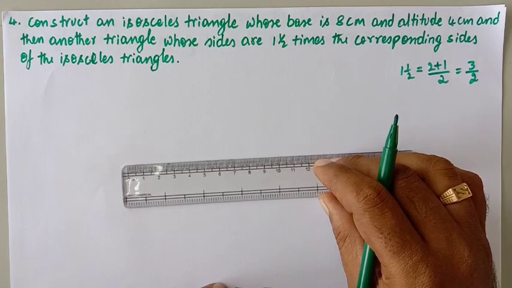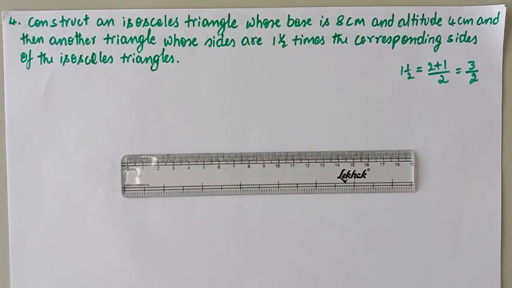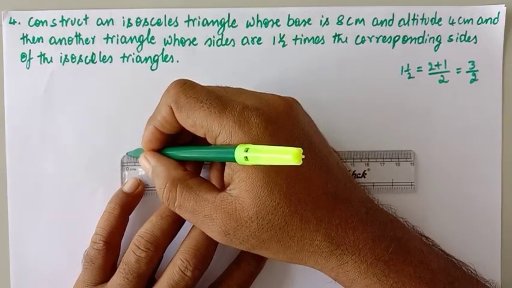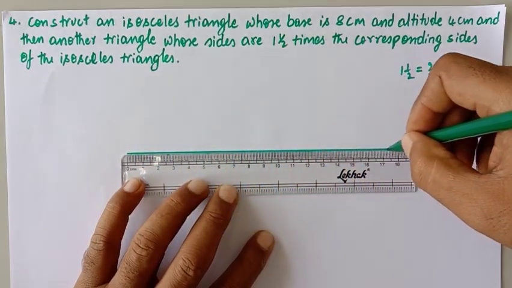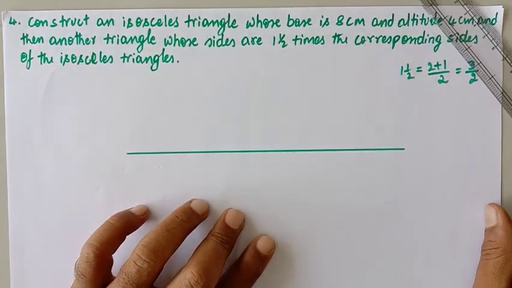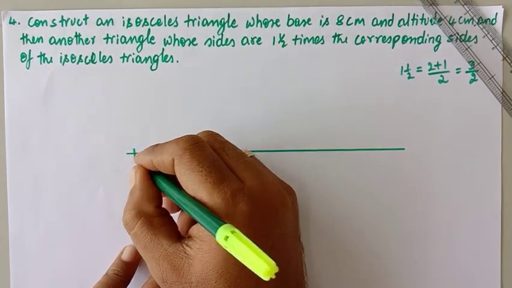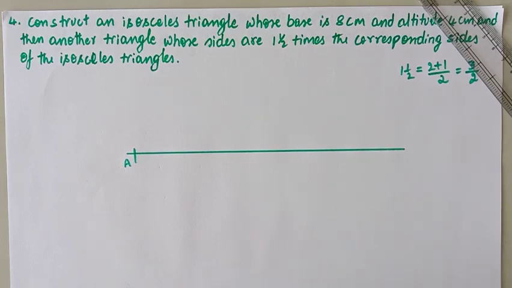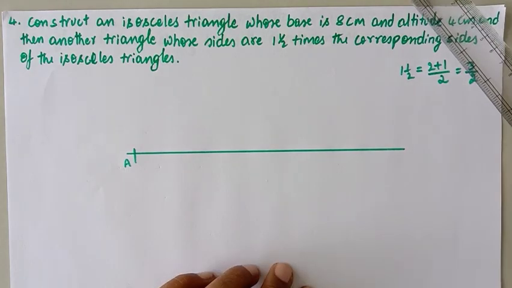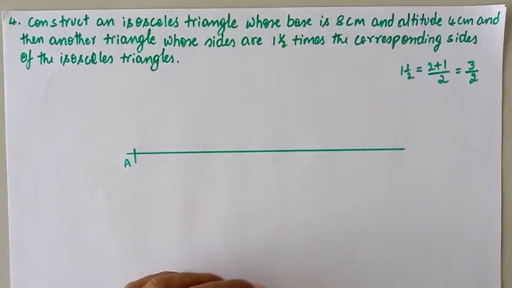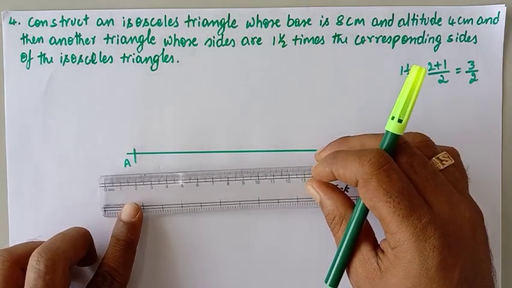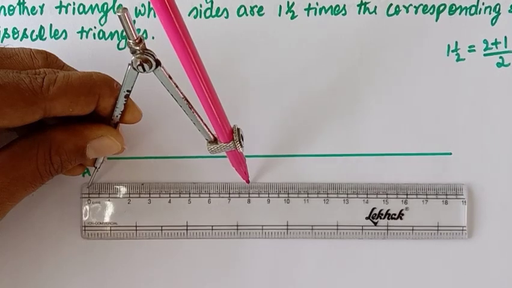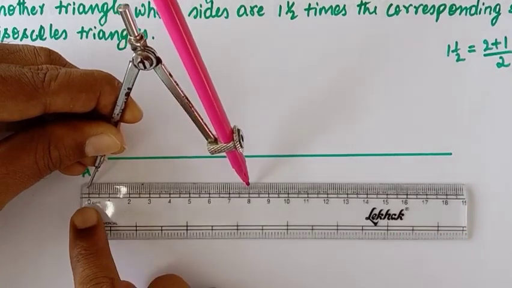So first of all, let me draw a straight line. And then afterwards, let me mark a point here and name it as A. And then afterwards, I will be taking the base as 8 centimeter. We should take the base as 8 centimeter. I am taking the base as 8 centimeter.